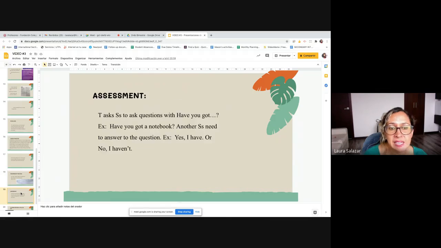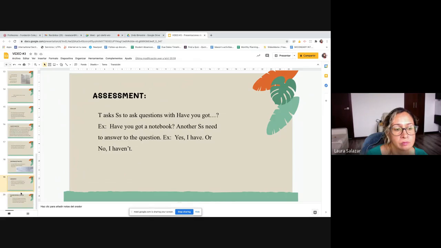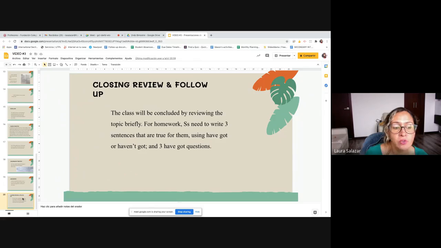Then for the assessment, teacher asks students to ask questions with have you got? An example of this is, have you got a notebook? Another student needs to answer the question, for example, yes, I have, or no, I haven't. And for the closure, review and follow-up, the class will be concluded by reviewing the topic briefly.